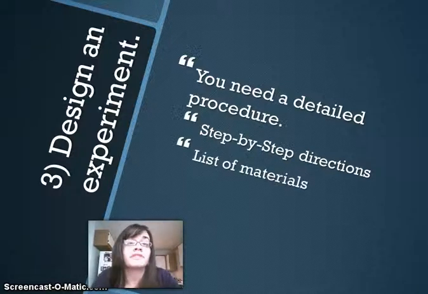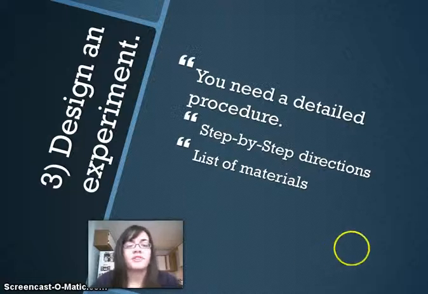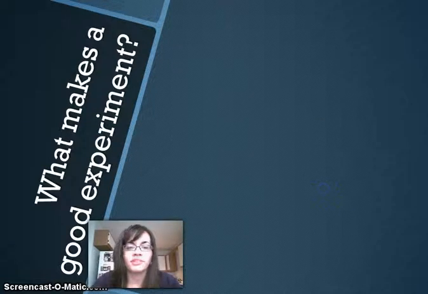And you would also have a list of materials that you need. So yes, in the last video we talked about erupting a model volcano. Well, in your list of materials you would have model volcano, vinegar, baking soda, things like that. So the very first thing you have to do is write a detailed procedure.